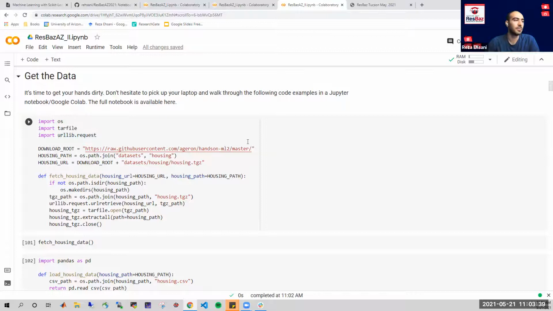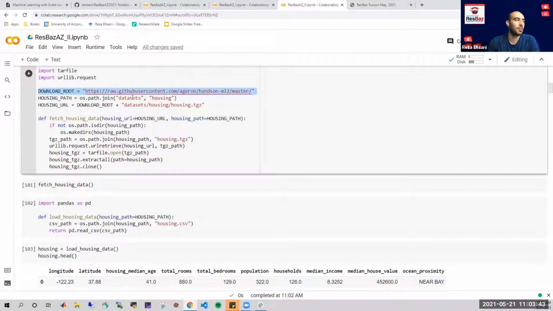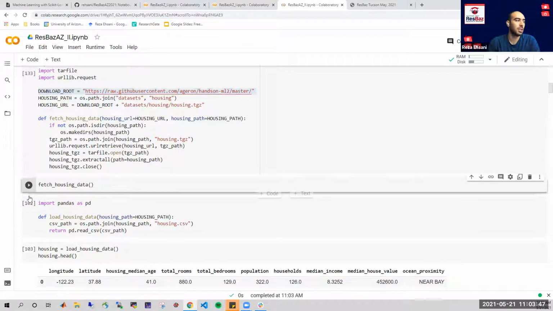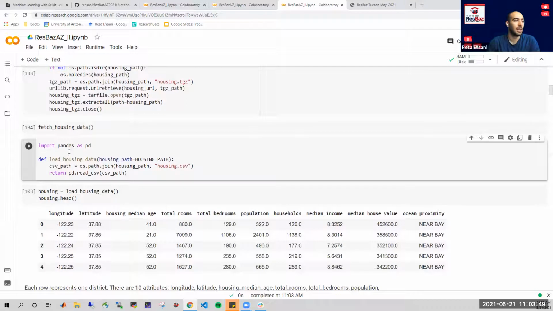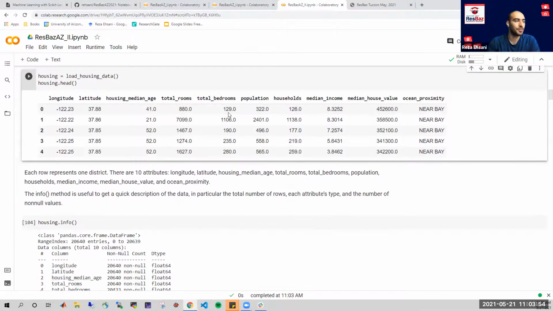To download the data, the link is provided. The path to save the data is also provided. So you just need to click on these 3 cells, and the data set which you are going to use will be prepared. This is the data frame. I have called it housing, and using the head method, I have provided the first few rows of this data frame. Each row represents a district in California.